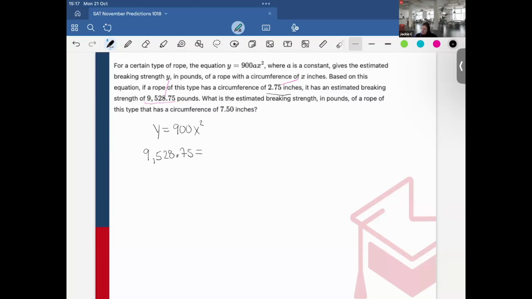Okay, so first I'm just going to substitute in the breaking strength: 9,528.75 is equal to 900 a, and then my x would be 2.75 because that stands for the circumference, and then squared. In doing this, I'll be able to solve for what a is. So let's see, this would be 9,528.75 is equal to 900a times 7.5625.